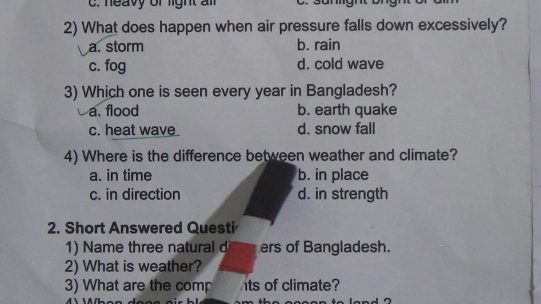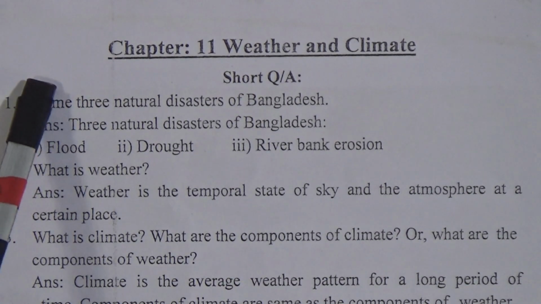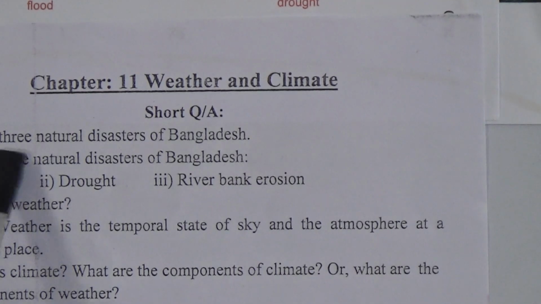Where is the difference between weather and climate? In time, in place, in direction, in strength. We know the difference between weather and climate is in time. Now come to the short question answers. Today we will discuss only 9 short question answers. The rest we will discuss along with the competency based question answers. Now come to the first question.